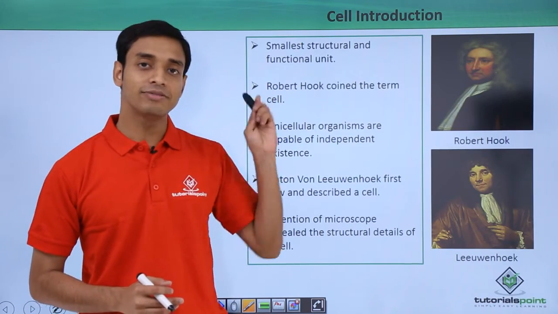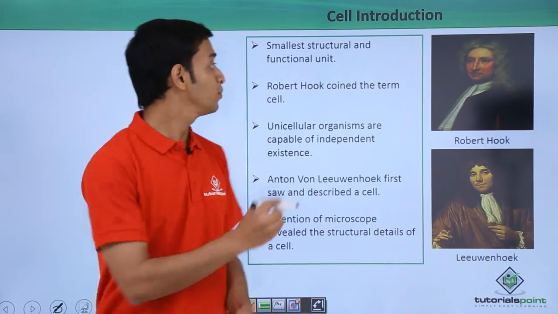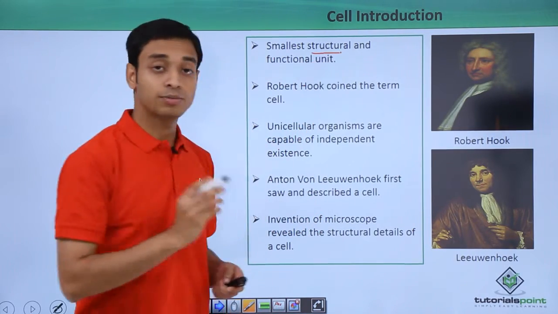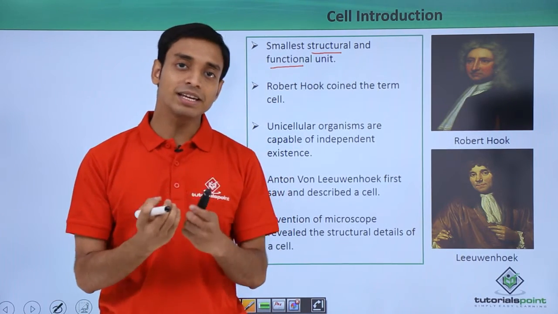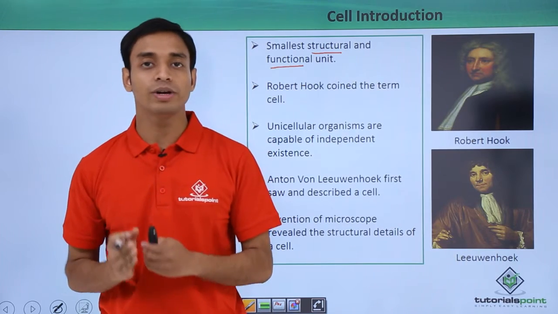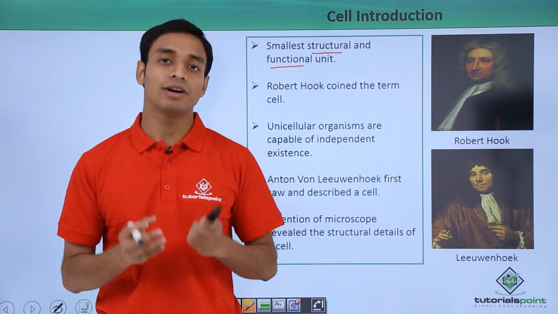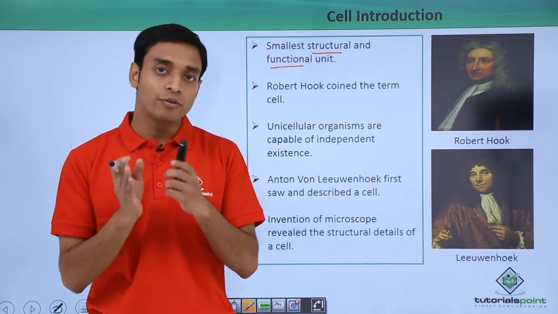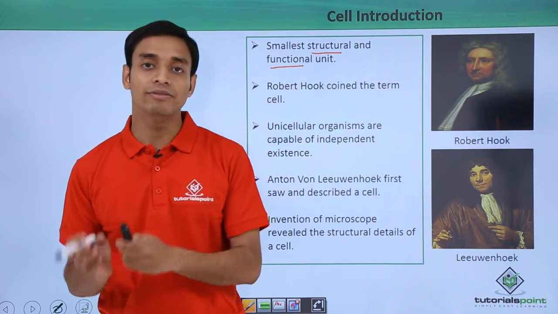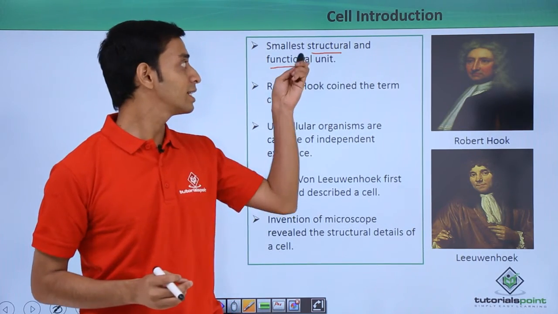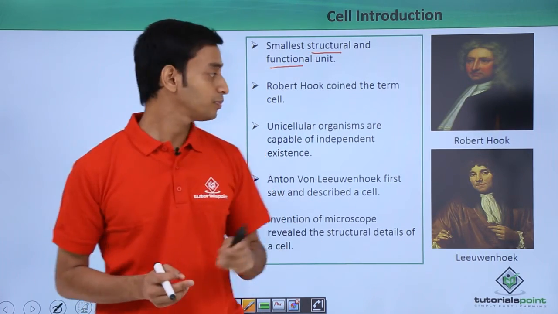A cell is defined as the smallest structural and functional unit of life. These two terminologies are very important: smallest structural and functional unit of life. Anything lower than the cell has no independent existence. Anything lower than a cell cannot live on its own. But when it comes to a cell, this is the basic unit that can be called a living entity. So the cell is the smallest structural and functional unit of life.